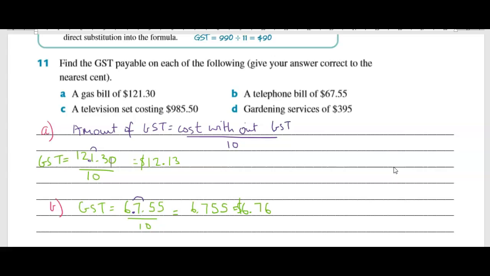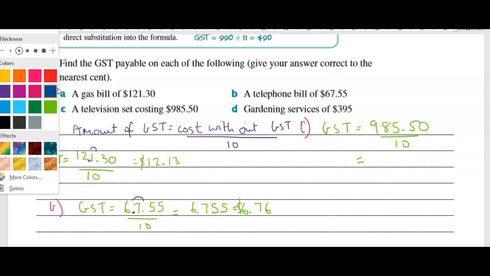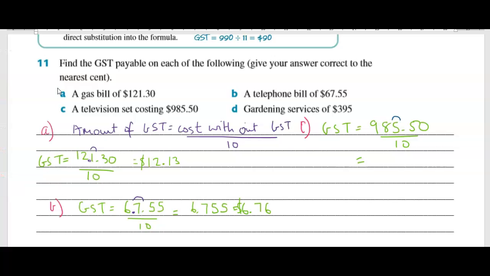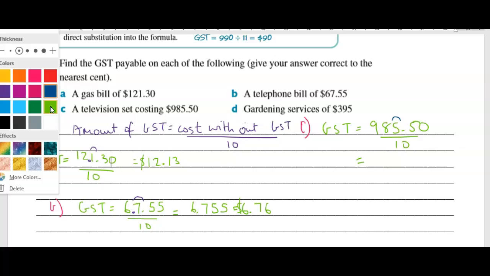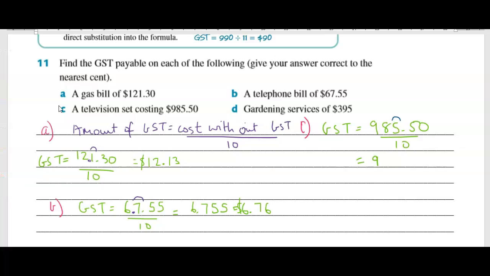All right. I was just trying to see if I had any space down below, but I don't. We'll do C over here. A television set costing $980.50. So the GST is $980.50 divided by 10. Again, just moving your decimal place one spot, but if you're a bit unsure, you can just do it on your calculator.